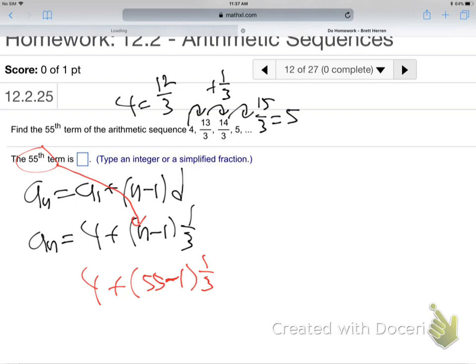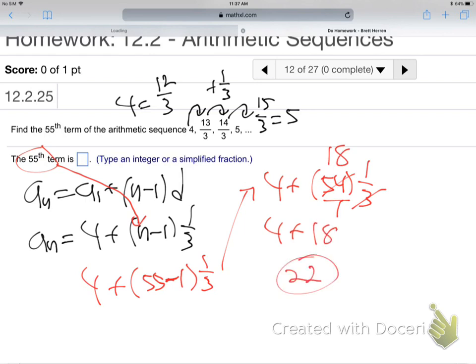And so what do we get? 4 plus 54 times a third. Put this over 1. 3 goes into 54, 18 times? Yeah. So 22. Is that too fast? You sound like a loan shark. Don't worry about the paperwork, just sign here, take the loan. Just sign. 22. Good there? All is well? Questions on that?